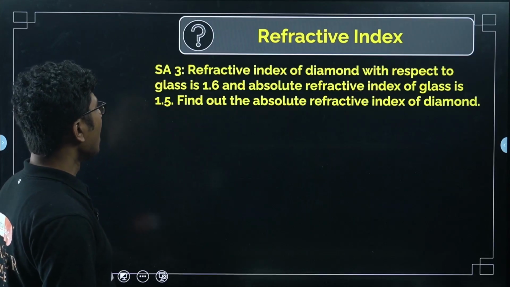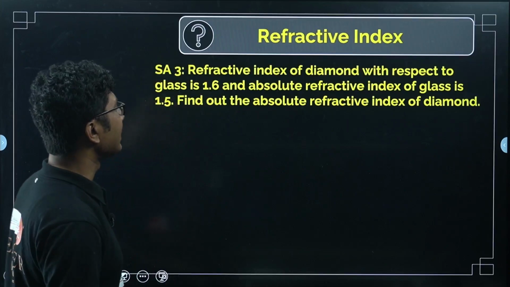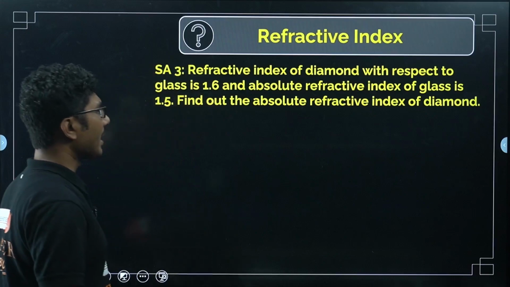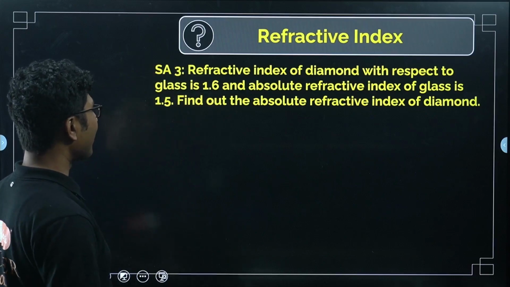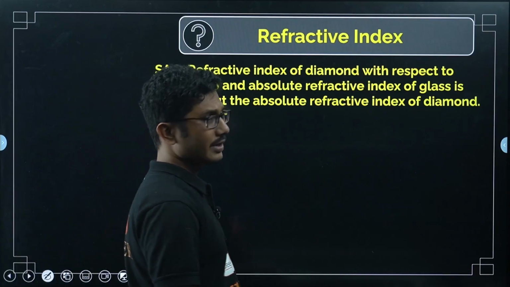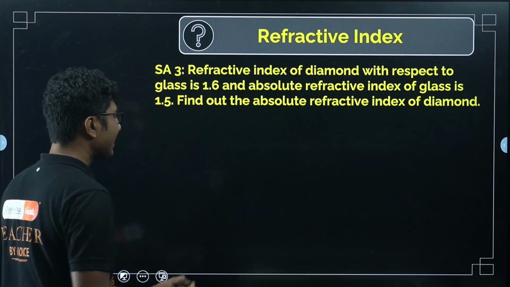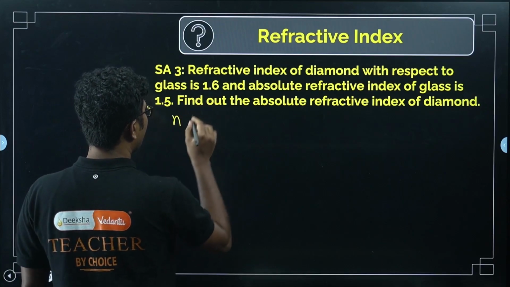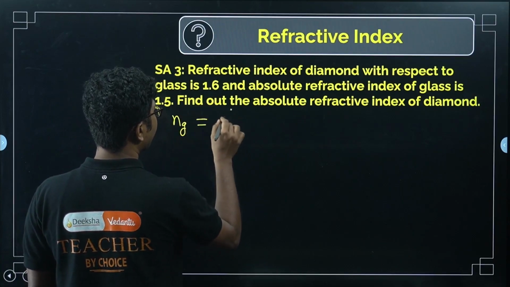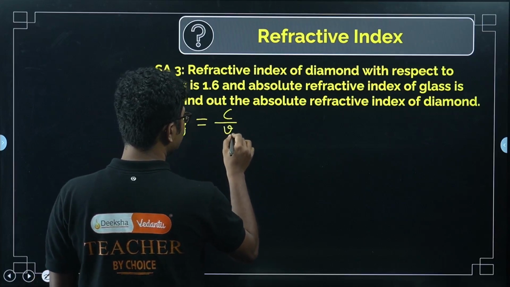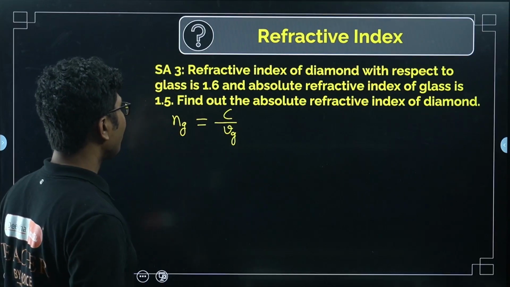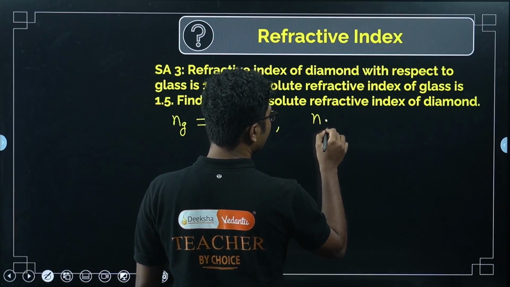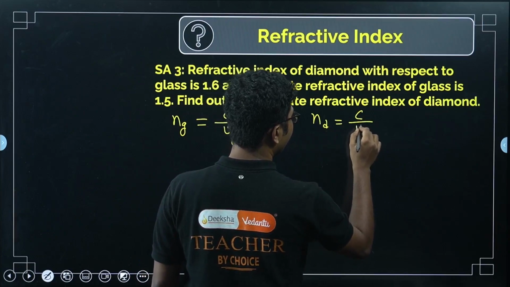Now let's look. Refractive index of diamond with respect to glass is 1.6 and absolute refractive index of glass is 1.5. Find out the absolute refractive index of diamond. What is the meaning of absolute refractive index? Absolute refractive index is basically, suppose we are finding for glass. So absolute refractive index, we already know that this is C by Vg, right? So this is the formula, and also absolute refractive index of diamond is C by Vd.